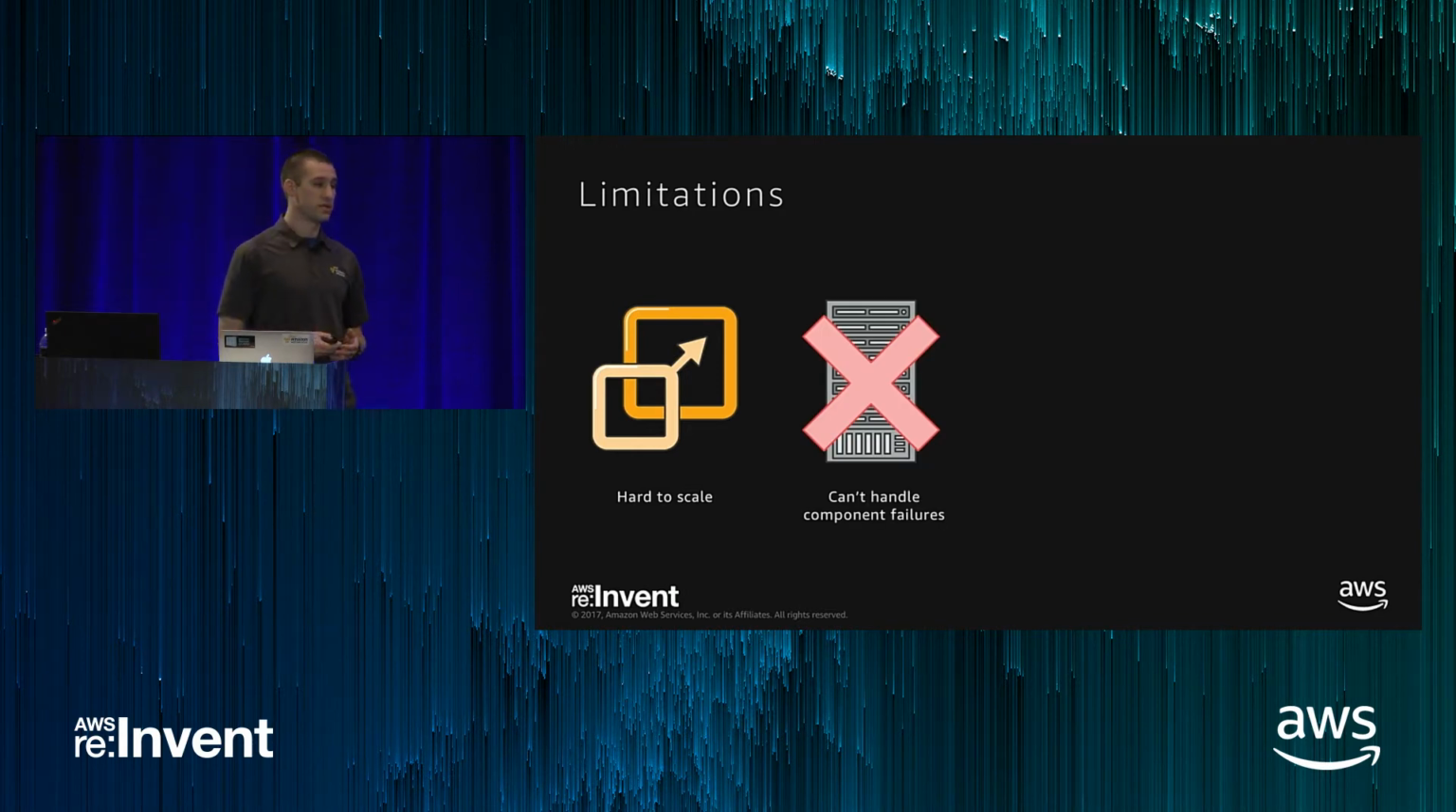This leads us to our next point: we can't handle component failures. Because our state is stored locally, we run the risk of losing that state. A common example you'll hear for this is an e-commerce website. Let's say a user is browsing the site, going through and adding things to their shopping cart.